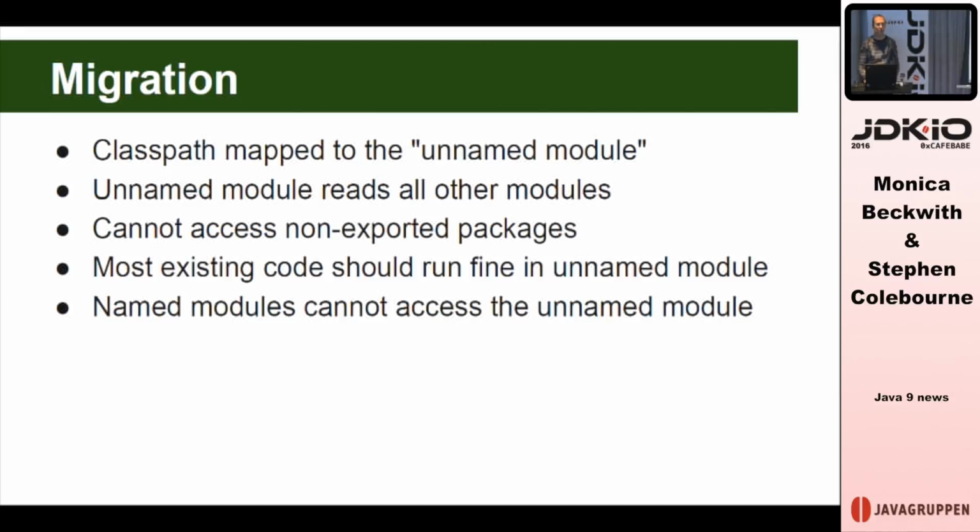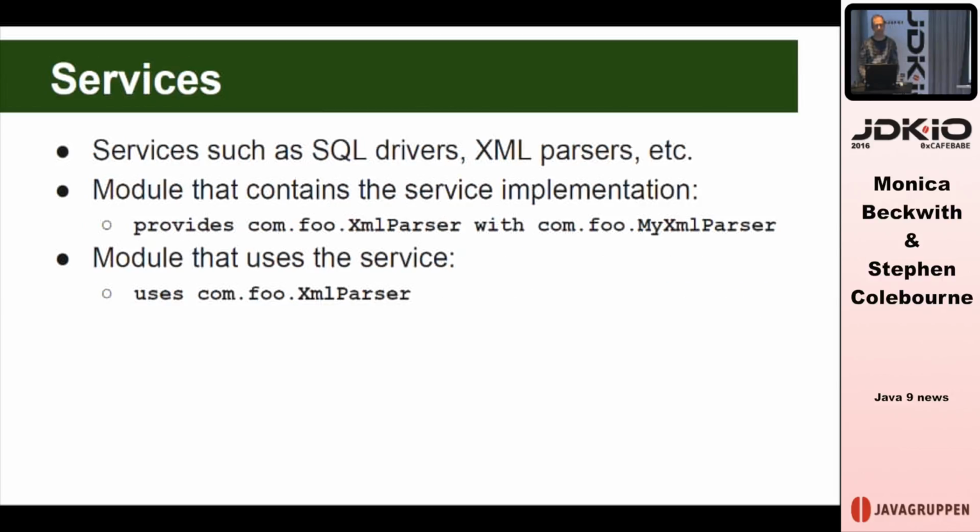So what they've done with the class path is they've mapped it to something called the unnamed module. The idea is basically that the unnamed module can do all the things you'd expect the class path to do. It can access any other modules you do supply, it can access non-exported packages, it can do all the reflection stuff we've talked about. So most existing code should just run fine in the unnamed module. But if you have a named module, i.e. if you've opted into using modules, it can't access the stuff in the unnamed module. So a named module can't access the class path. So we're moving forwards and not allowing you to slip back.